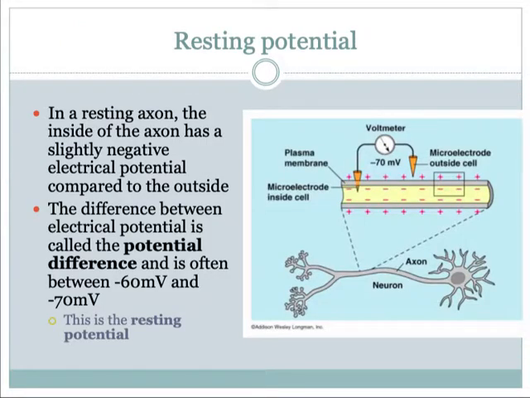Some axons in some organisms, like squid and earthworms, are very wide, which makes it possible to insert tiny electrodes into their cytoplasm to measure the changes in electrical charge. In a resting axon, it is found that the inside of the axon always has a slightly negative electrical potential compared to the outside. The difference between the potentials is called the potential difference. It's often between -60 millivolts and -70 millivolts. In other words, the electrical potential of the inside of the axon is between 60 and 70 millivolts lower than the outside, and this difference is the resting potential.